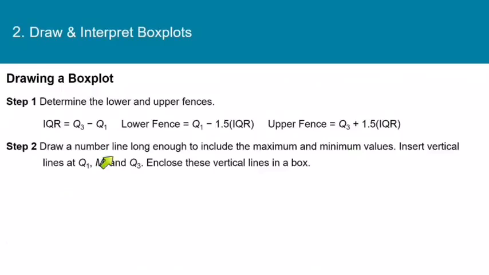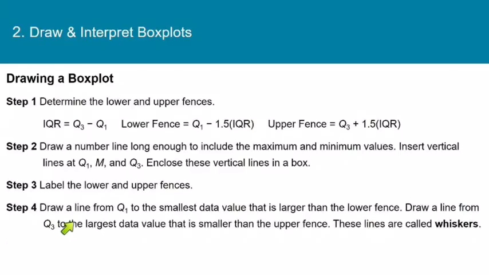Now you'll need to draw a number line long enough to include the minimum and maximum values of your data set, and then you'll insert vertical lines at Q1, the median, and Q3, and then you'll enclose those vertical lines in a box. Label the upper and lower fences. It's okay if your number line does not accommodate both fences. Sometimes it may be that one fence doesn't show up on the number line. That's fine. And then draw a line from Q1 down to the smallest data value that's still inside the fence.